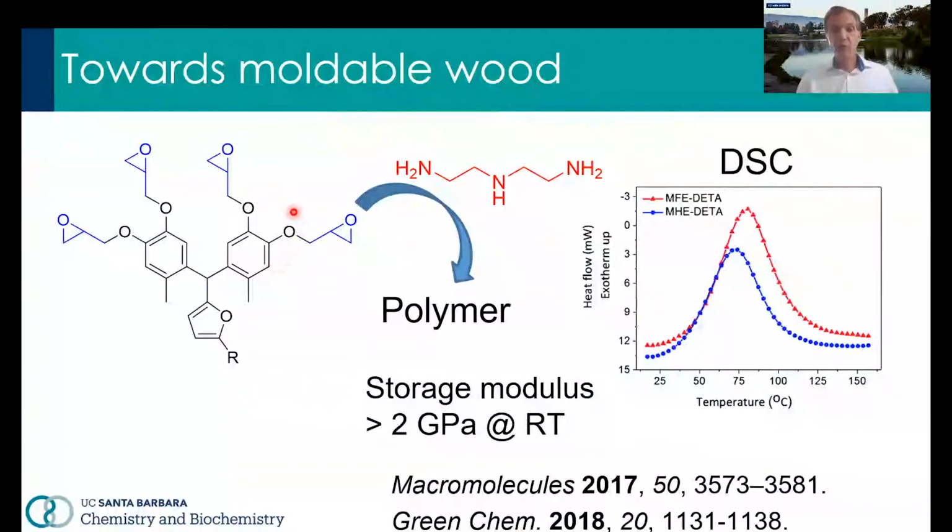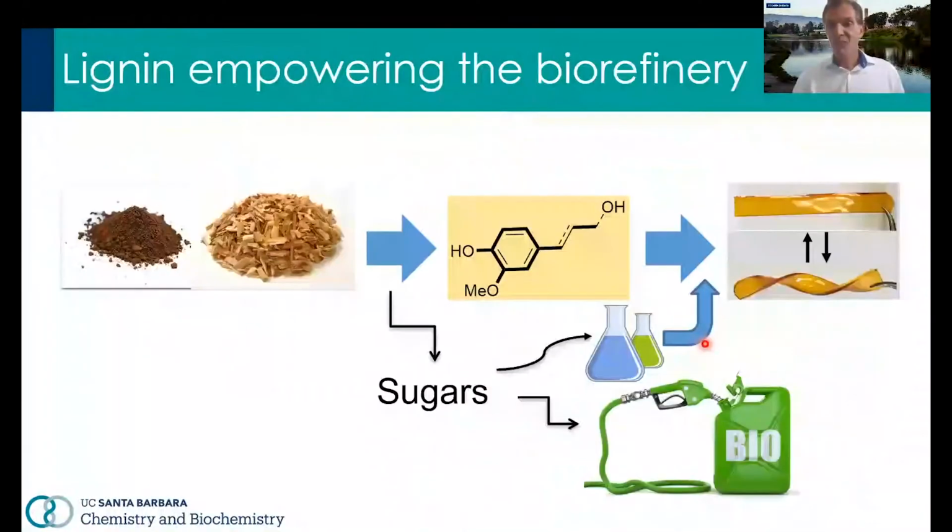Indeed, when we cure this tetraepoxide with amine, we make very rigid material, and I'm about to wrap up here. And we have a Tg that's very competitive to what you make with bisphenol A.